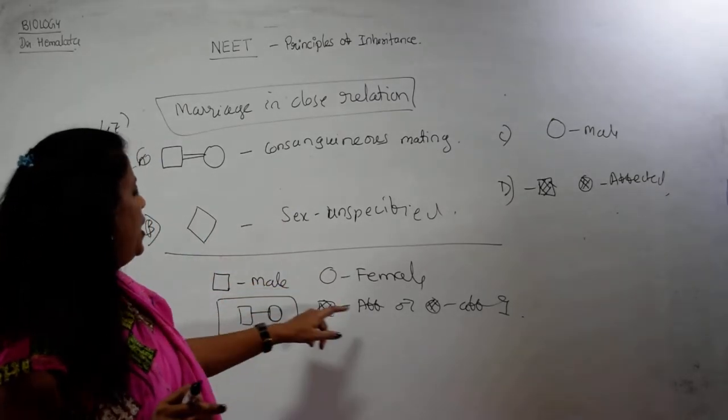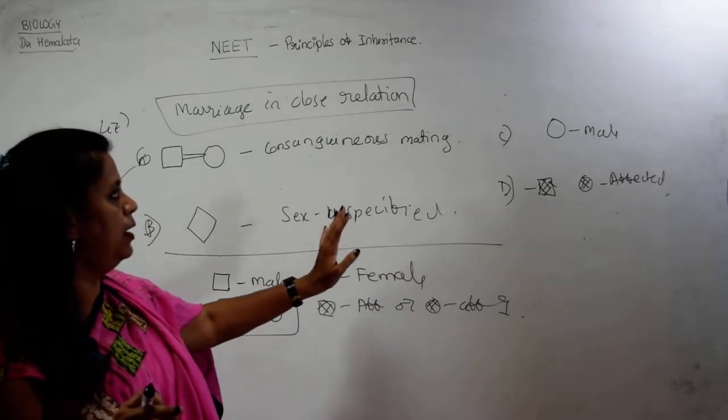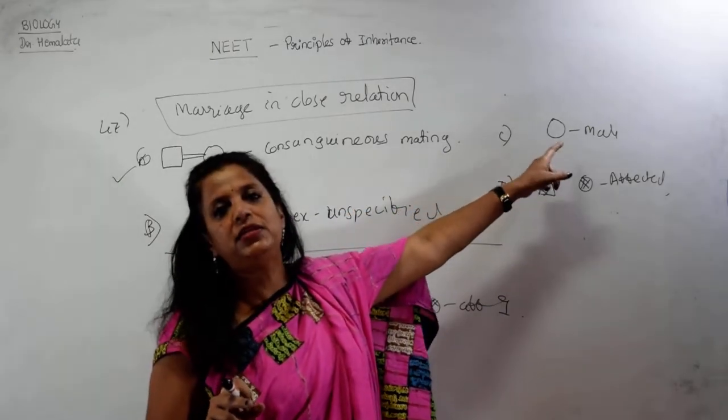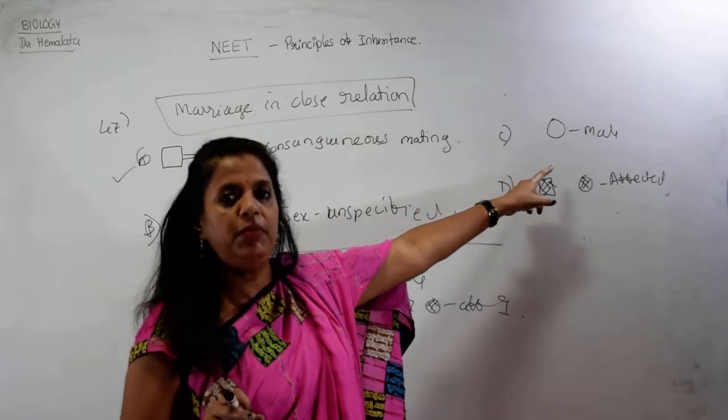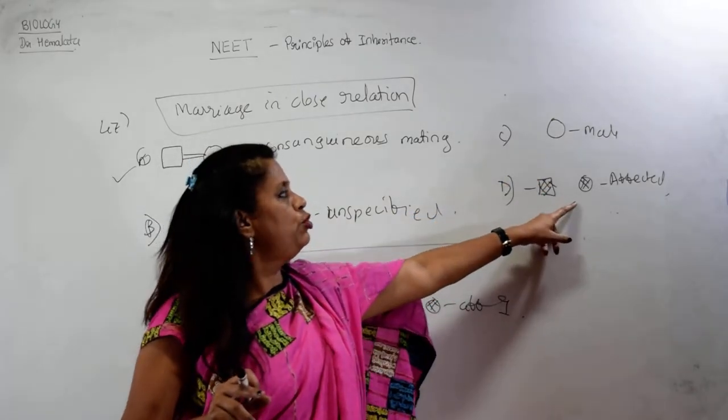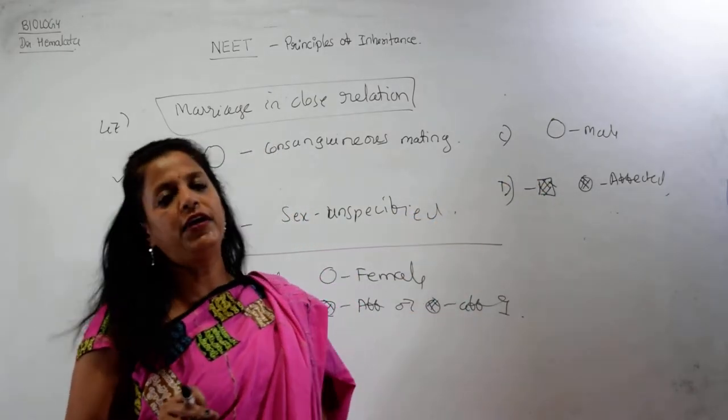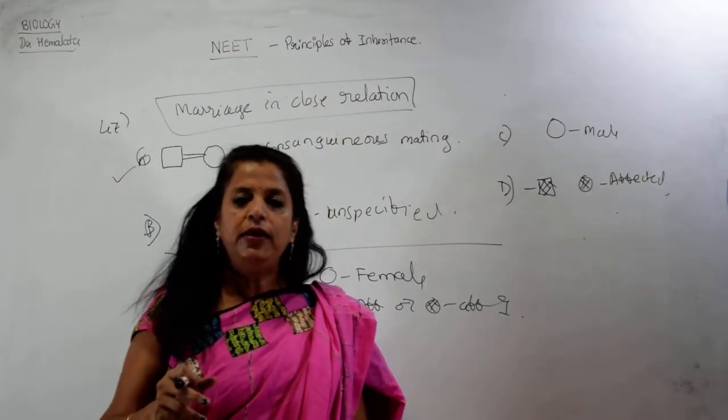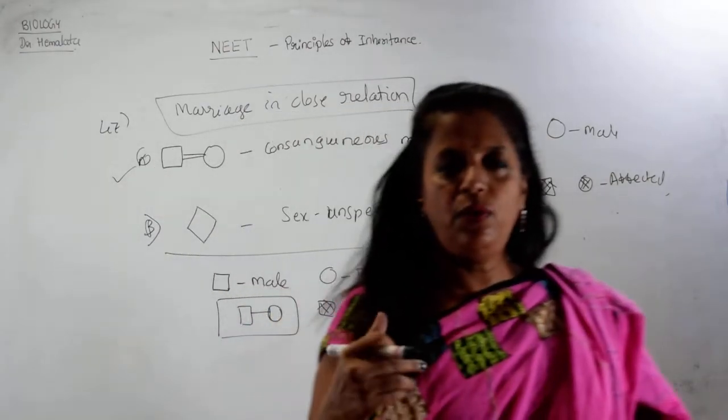Male, female, marriages, affected male, affected female. Next, see they have given this as a male, this is 100% wrong. This is the female, this is wrong. But if they show the shaded things, they are the affected male and female. Okay, take down these also. Now, I want you to take it down.